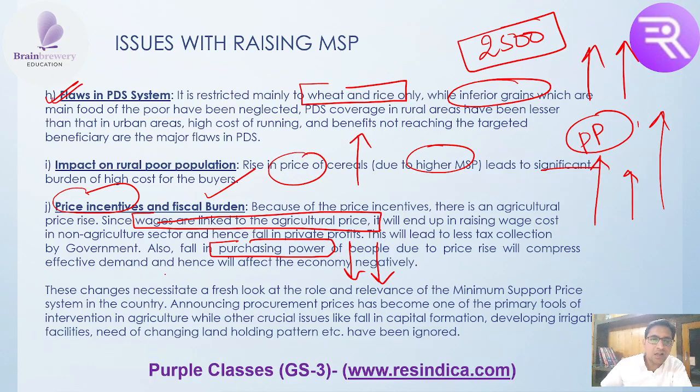So there is a need for a fresh look at the minimum support price, so that the minimum support price or only a differential price has to be given to the farmer.